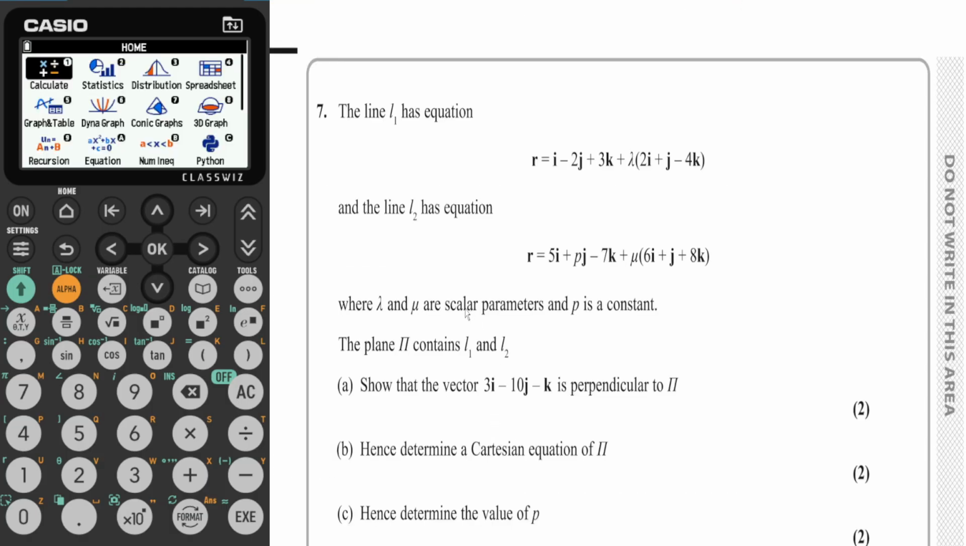Question number 7. The line L1 has equation r equals i subtract 2j plus 3k plus lambda times 2i plus j subtract 4k, and the line L2 has equation r equals 5i plus pj subtract 7k plus mu times 6i plus j plus 8k, where lambda and mu are scalar parameters and p is a constant. The plane pi contains L1 and L2. Part A, we have to show that the vector 3i subtract 10j subtract k is perpendicular to pi.